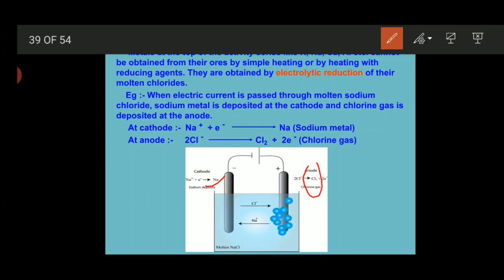This question is often asked: which gas is liberated at the anode during the electrolytic reduction of sodium chloride? That gas is chlorine gas.